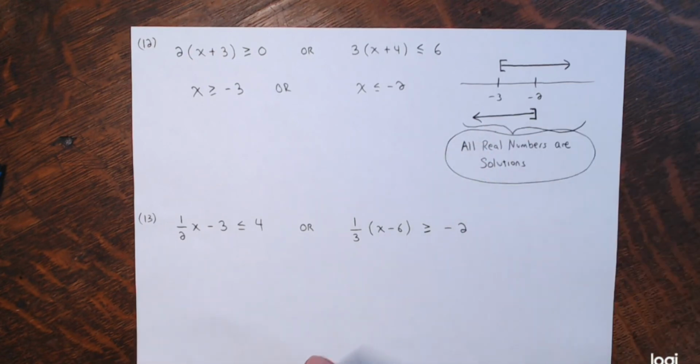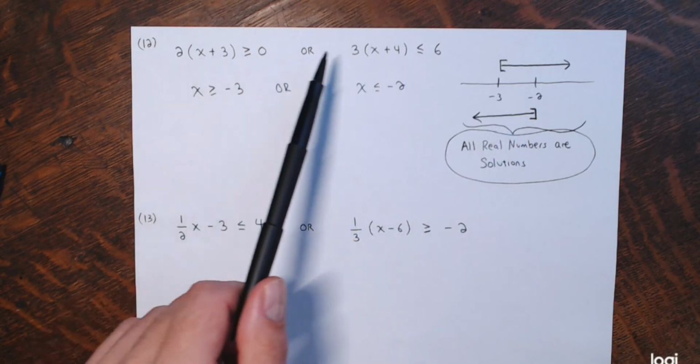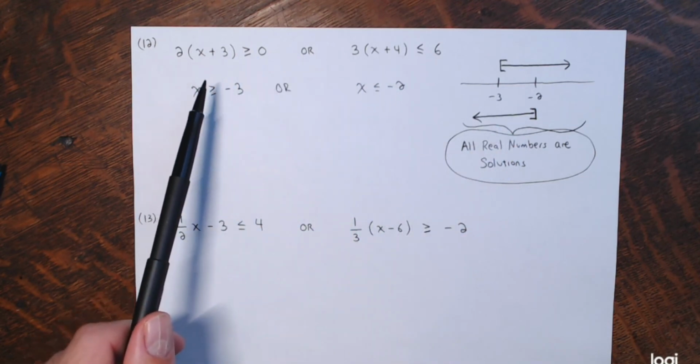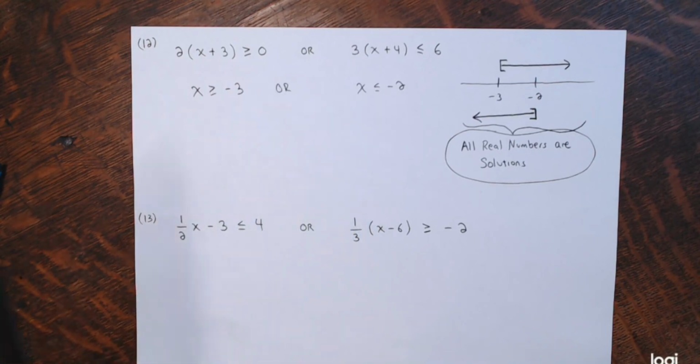You could pick any number you wanted. Replace it with x. Replace x with any number you wish, and at least one of these will be true, this or both. So that or statement will be satisfied.